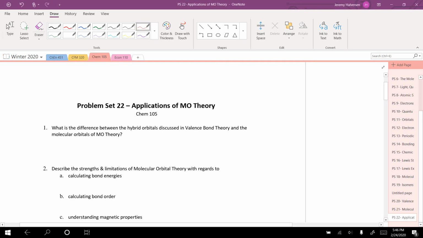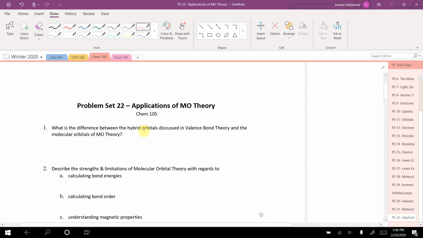This is problem set 22, where we're going to take some time to talk about some applications of molecular orbital theory in the real world, and just to understand it a little bit better conceptually. So what are the differences between hybrid orbitals discussed in valence bond theory and molecular orbitals of MO theory?